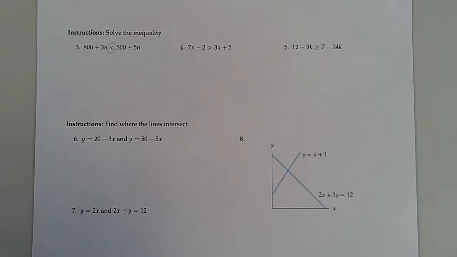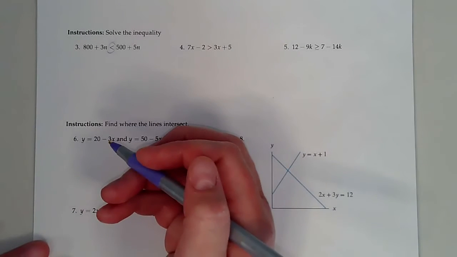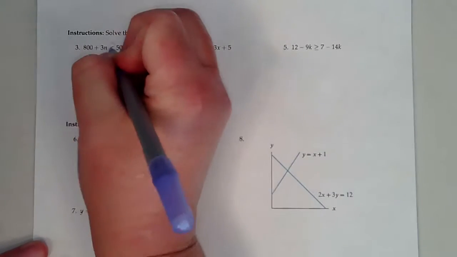The only time that there would be a difference there is if we are dividing by a negative number or multiplying by a negative number. So let's solve this one and see how this goes.